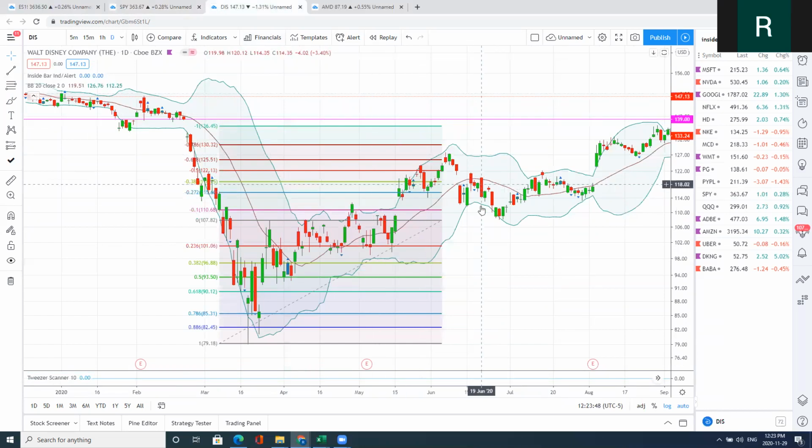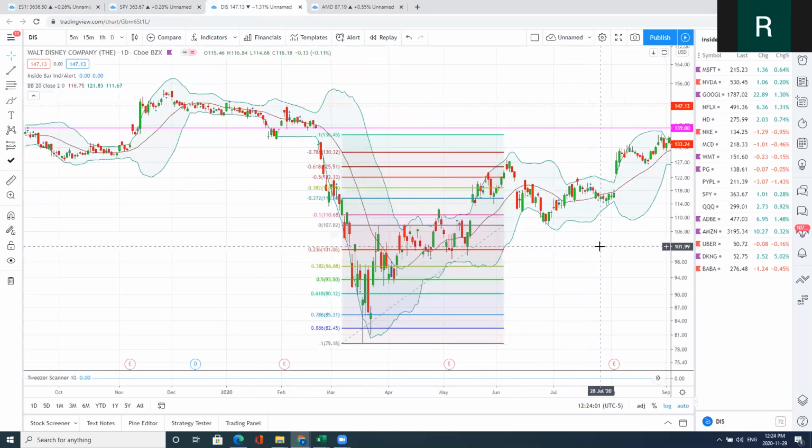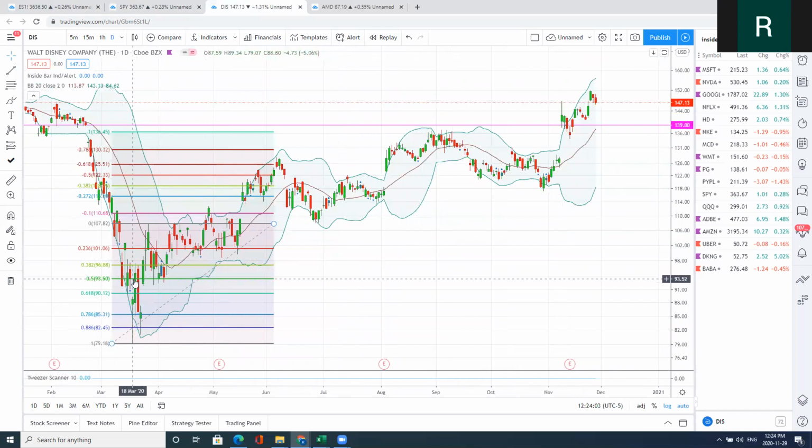Here's an example on Disney on the daily chart. So we had this low back on coronavirus, 18th of March, this low to this high. We have these wicks at the 50, 1, 2, 3, inside bar, and that was it. Boom, beautiful winner. So if you're able to hold on to these fibs sometimes for investment plays or swing plays, it could be very, very, very lucrative.